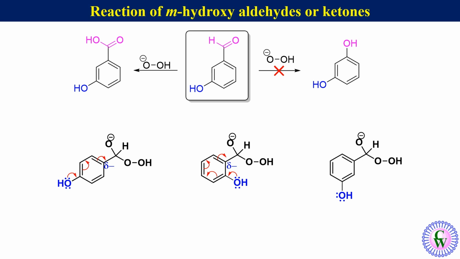In the case of meta-hydroxyaldehyde, resonance increases negative charge density on the carbon ortho and para to the aryl carbon bonded to carbonyl. So in this case, migratory aptitude of hydride ion becomes greater than aryl. So hydride ion migration occurs during collapse of tetrahedral intermediate that gives rise to meta-hydroxybenzoic acid. That's all in this video.